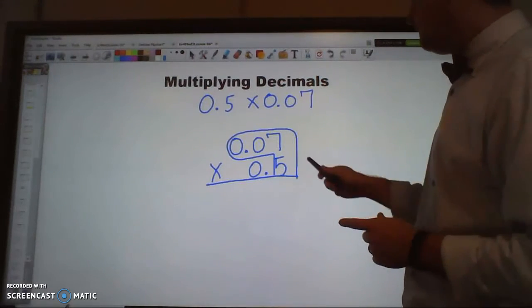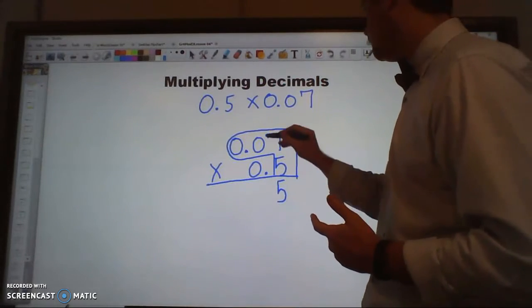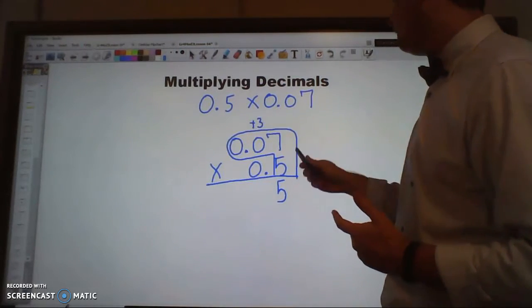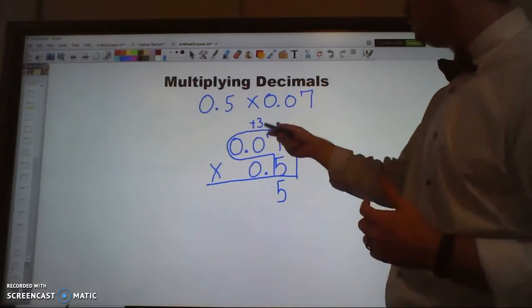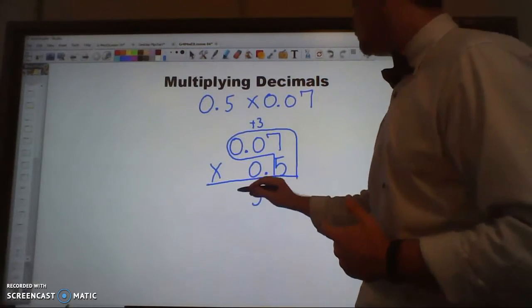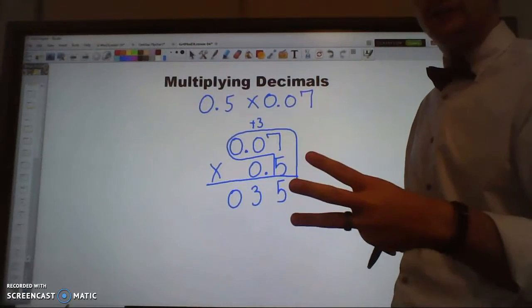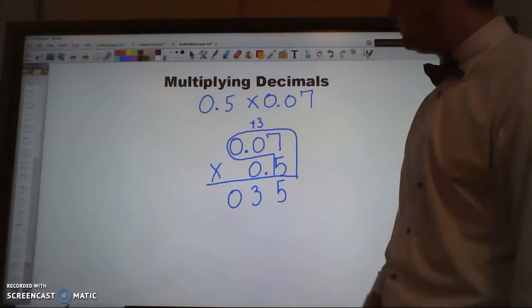Okay? 5 times 7, that's 35, like we said. 5 goes here, carry the 3. 5 times 0 is 0, plus 3 is 3. And 5 times 0 is 0. Yes, we need to put that 0 down. All right? Now, 3 things before we multiply with this 0. Cross off the 3.